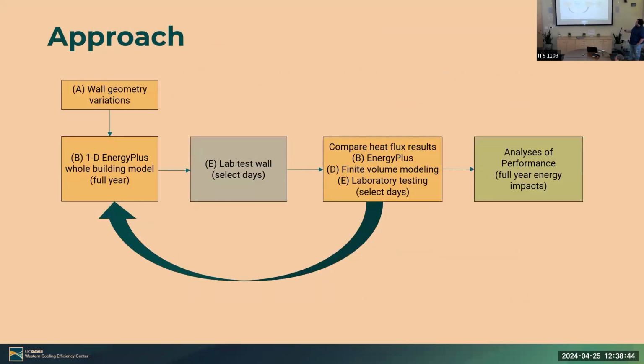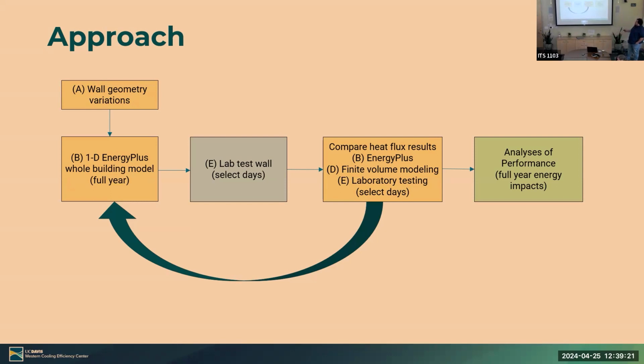So the general approach to modeling, we had wall geometry variations. We had a baseline wall and a PCM wall. The baseline wall was just your standard gypsum, insulation layer, then gypsum again. The PCM wall was that exact wall, but with PCM added. We modeled a building in EnergyPlus and simulated an entire year. We then looked at the entire year and picked select days that we wanted to represent specifically in our laboratory testing and our Fluent testing. These were days with high temperature variation or days that we knew the PCM was going through phase change.